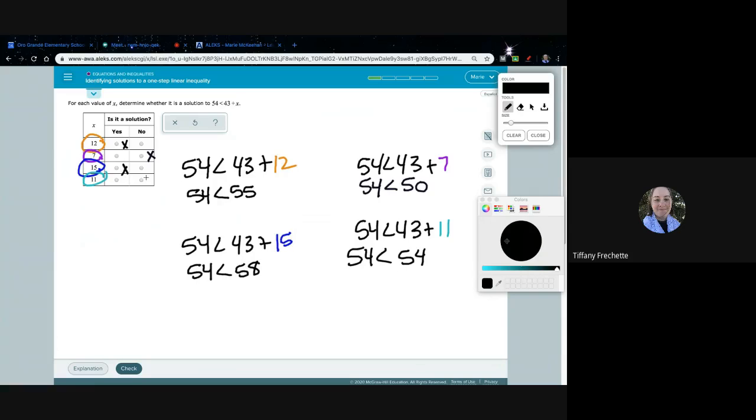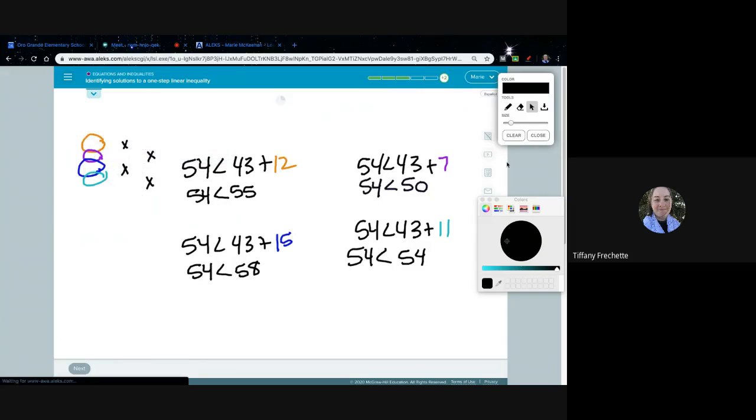That is not true. So in order for this to be true, we'd have to have an equal sign underneath it. There is no equal sign. So remember, a number is not less than itself. So 54 is not less than 54. So we would check no on that one. So just be careful on that one, because unless you have the equal sign, it doesn't work.